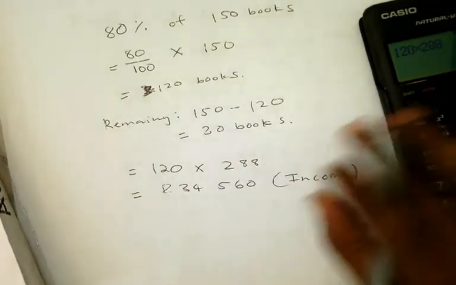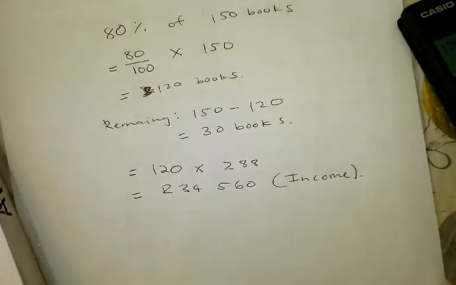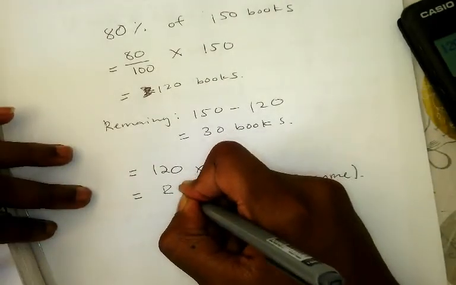This is how much you have so far. Have you sold all the books? No. You've sold how many? 120. But you have that amount left. Now let's read the last question.